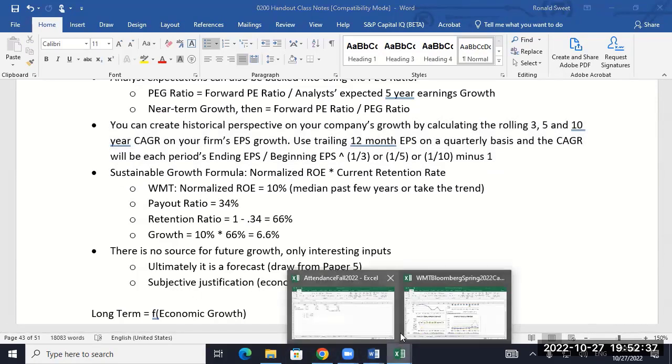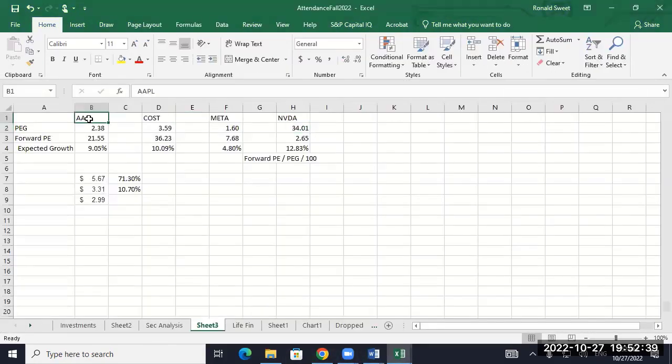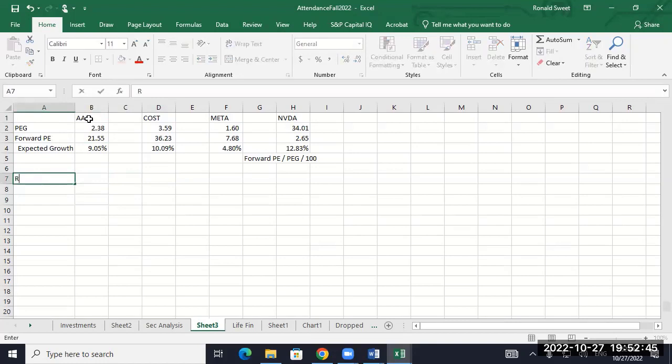Let's try that with what company did I do? Apple. Let's try that with Apple. Or let's try it with Costco since no one's doing Apple. So you have ROE, you have the payout ratio, you have the retention, and you have sustainable growth.